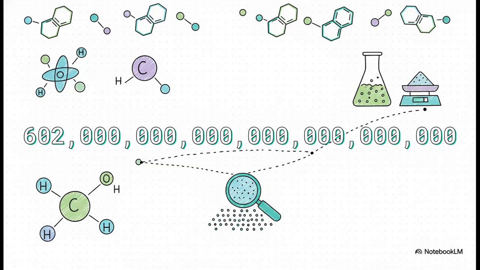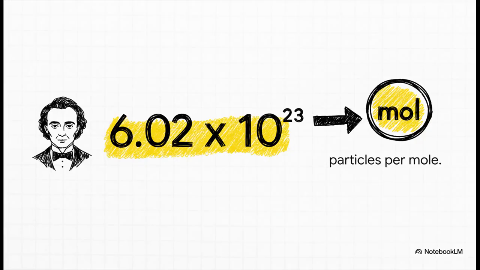And just how big is this number? Well, it's this, a mind-bendingly huge number. We write it like this to keep it simple. It's called Avogadro's constant, 6.02 times 10 to the 23rd.